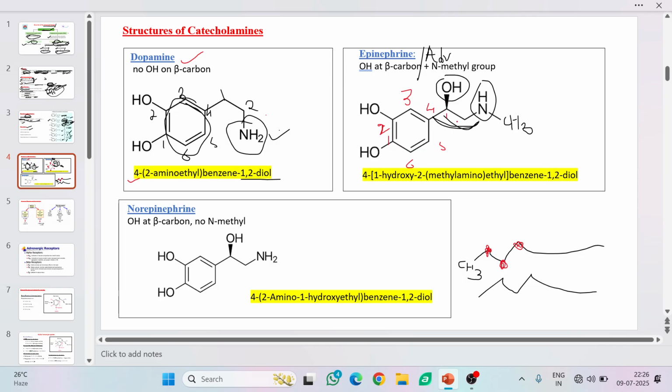Again 1 and 2. We have to give numbering to this chain also. This is the ethyl chain. Okay, so 4 in bracket 1 hydroxy, 2 methyl amino. Again 2. This is methyl, and this is amino. So methyl amino, ethyl. This chain is an ethyl chain, 1 2, this chain of 2 carbons is ethyl, the ethyl side chain. Benzene 1 2 diol, this is benzene and this is 1, 2, this is 1, this is 2 diol. Okay, so this is adrenaline.